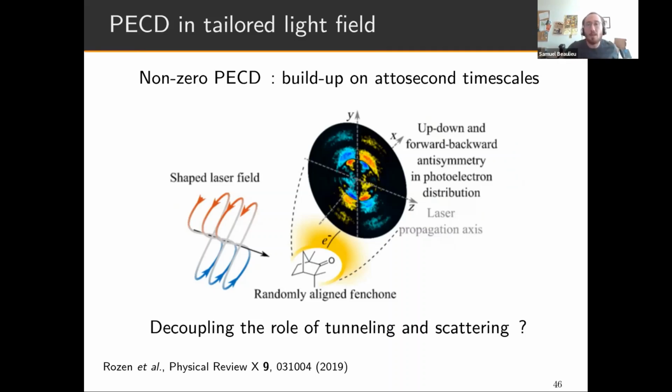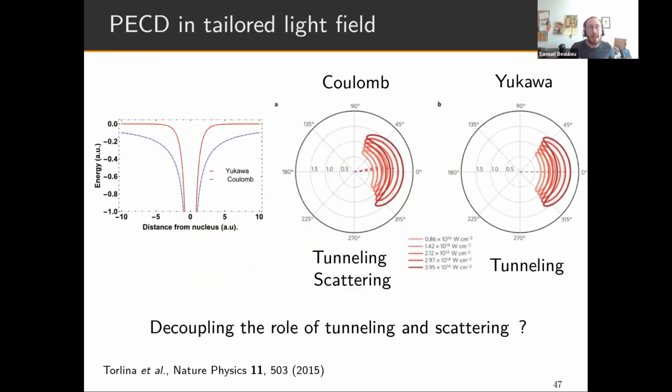So the result from this slide, combined with all the results that I've shown in the last few slides, triggers an important question on the different role of tunneling and subsequent scattering of the electron in the potential in strong field chiral photoionization. And this will be my last example. If you want to disentangle tunneling and scattering, there was a beautiful paper a few years ago that explained to us how to do that from a theoretical point of view.